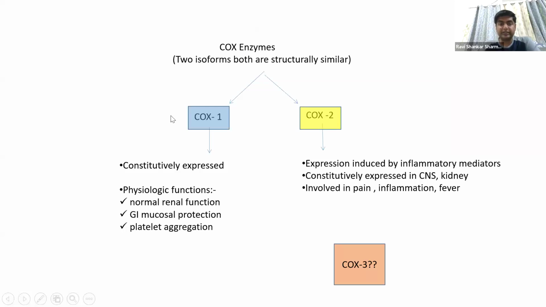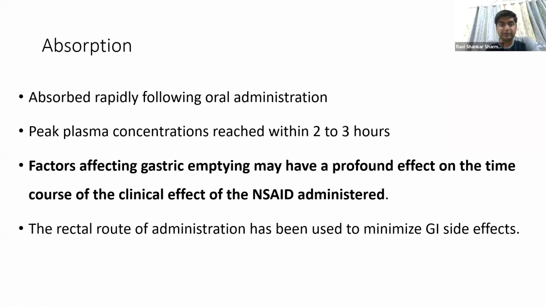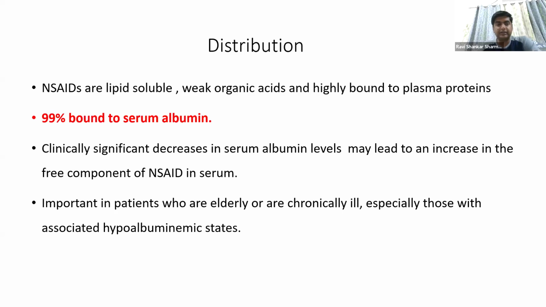So I told you COX-1 has physiological functions like renal function, mucosal function, and platelet aggregation. COX-2 is expressed in inflammatory mediation in cases of pathological stress. Okay, and COX-3, yes, especially in the brain. Okay, paracetamol acts there. Regarding absorption, one important thing: whatever factors affect gastric emptying may have a profound effect on the clinical effect of NSAID administration. If something increases gastric emptying, definitely it enhances the NSAID action. Okay. Distribution: yes, 99% bound to serum.